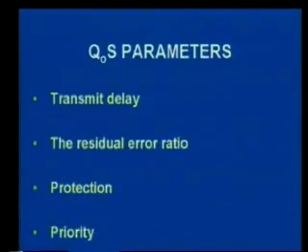When you try to examine the various protocols, the standard protocols in the transport layer are called TCP/IP. To understand the transport layer, you have to understand the TCP/IP protocol and the UDP protocol. Then transmit delay, the residual error ratio, protection and priority. All transport layer protocols must provide all these quality of service parameters, right? So TCP provides all these parameters. Let's try to examine a few of them.